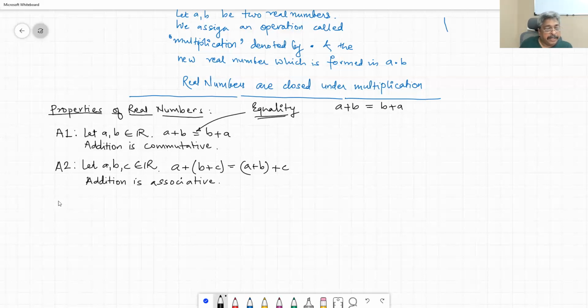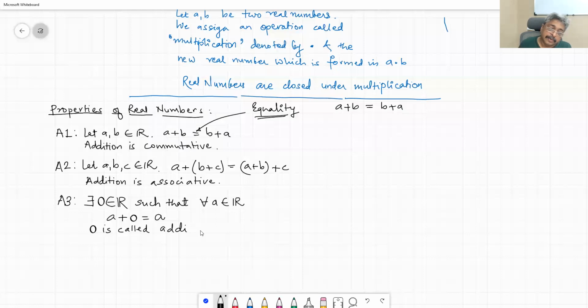Okay. A3, there exists 0 belonging to R such that for every A belonging to R, A plus 0 is equal to A. 0 is called additive identity.